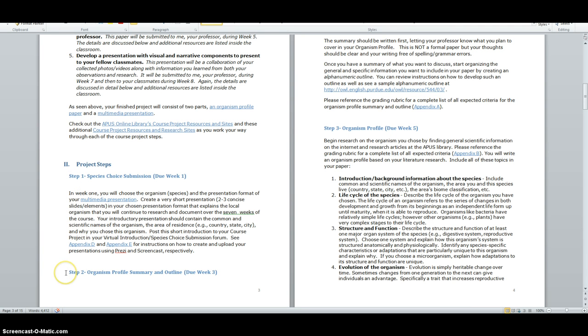Step 2: During week 3, Sunday, you're going to submit your organism profile summary and outline. Again, your organism profile is the formal paper that's due week 5, but the summary and outline is going to prepare you for that paper.